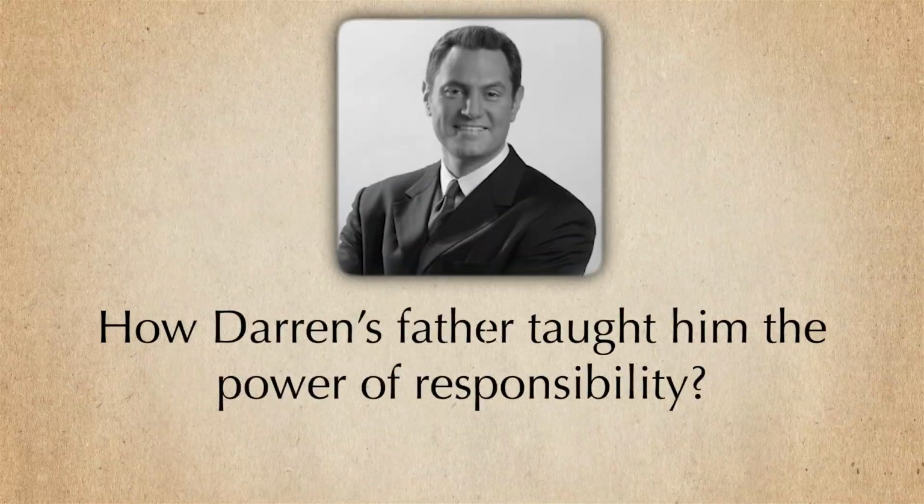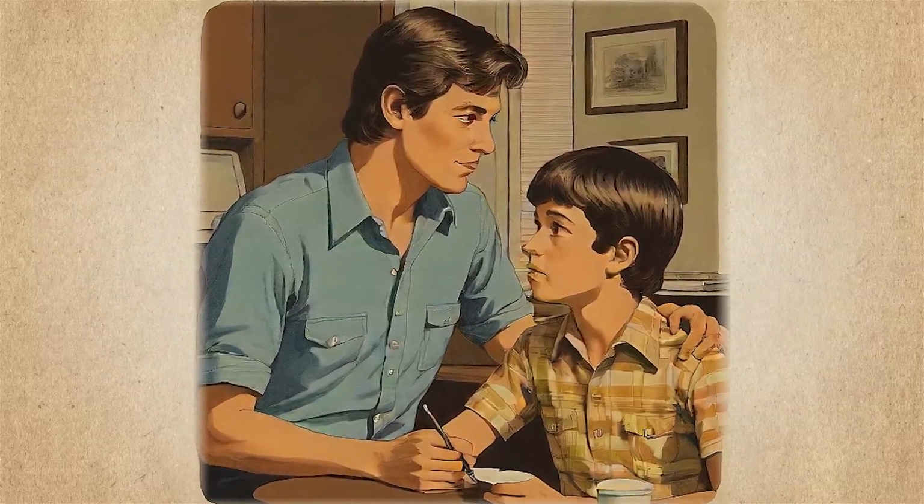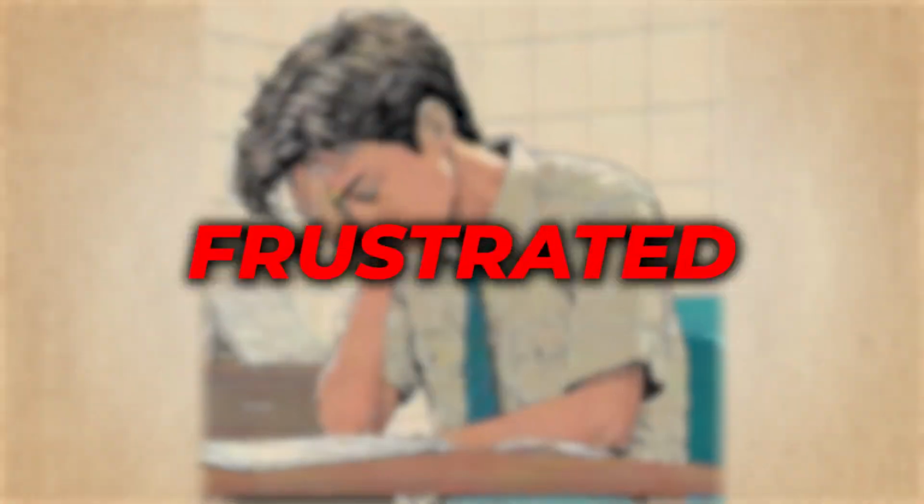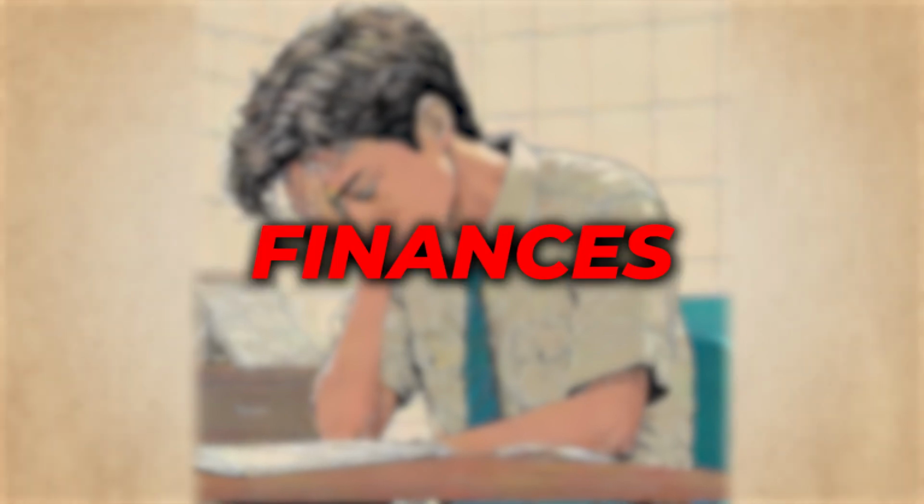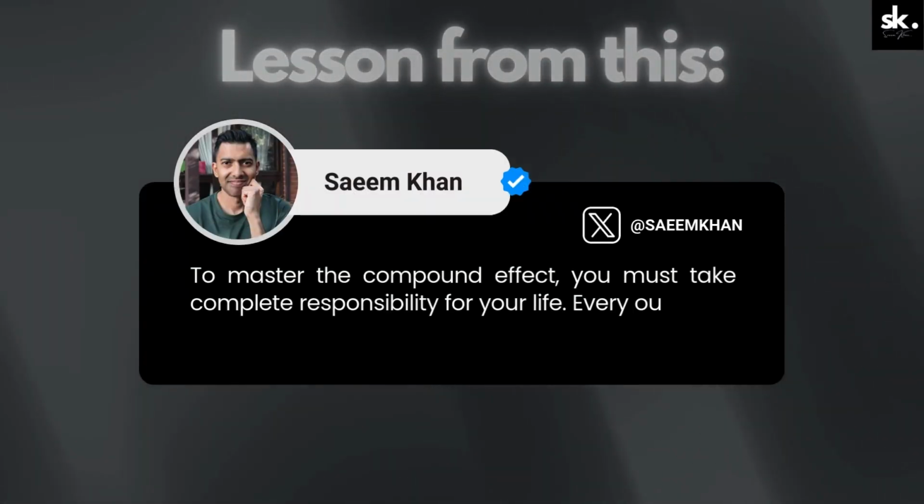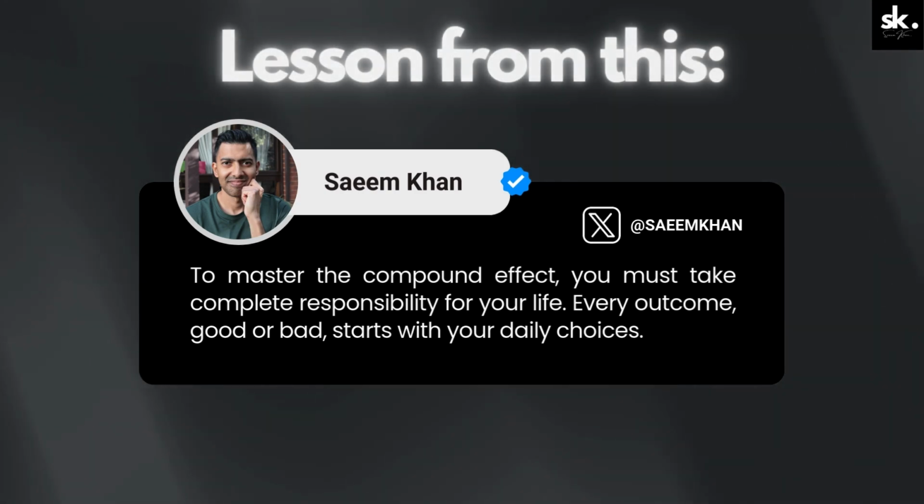In this book, Darren shares a deeply personal story from his own life about how his father taught him the power of responsibility. When Darren was young, his father would remind him, it's not the situation, it's your choices. These words stayed with him forever. He reflects on times when he struggled, feeling frustrated with work, relationships, or finances, realizing that it wasn't bad luck, but a series of choices he had made that led to those results. You have got the power to change your life, but it all starts with owning your choices. So the lesson from this chapter is, to master the compound effect, you must take complete responsibility for your life. Every outcome, good or bad, starts with your daily choices.